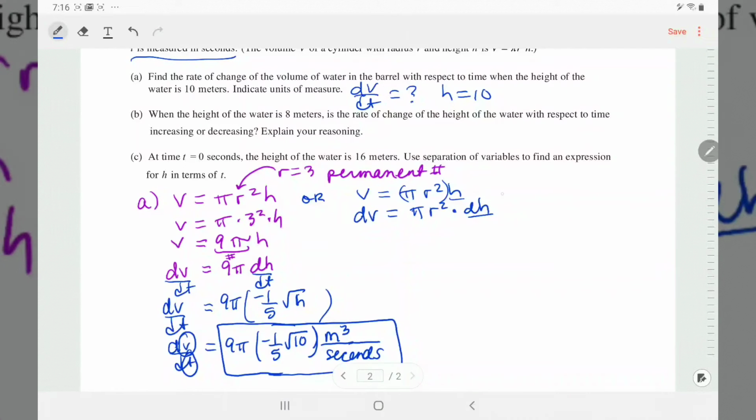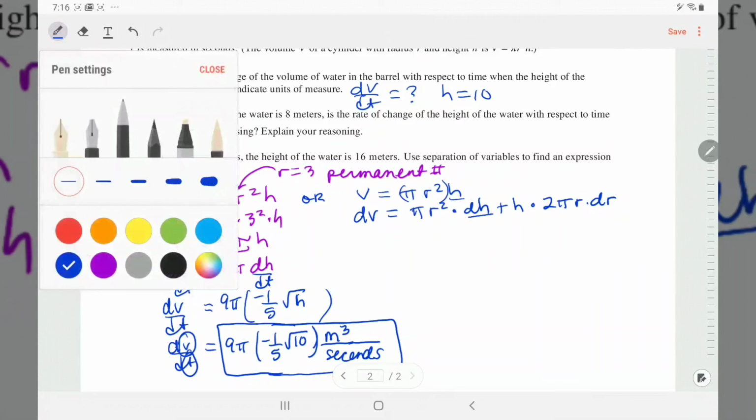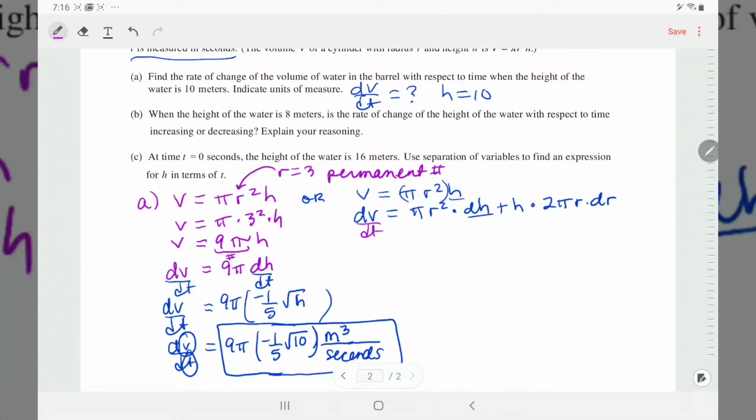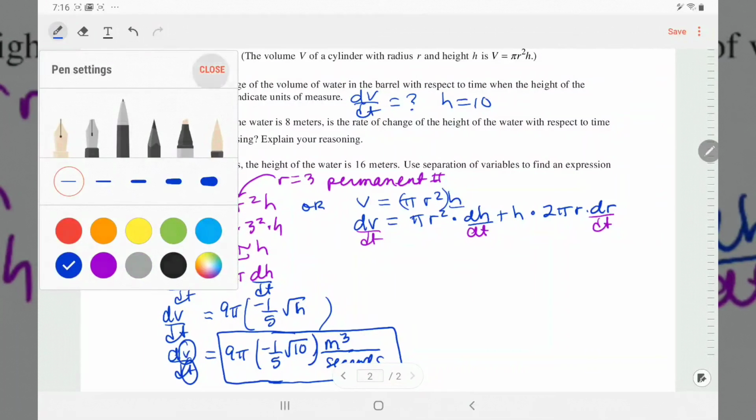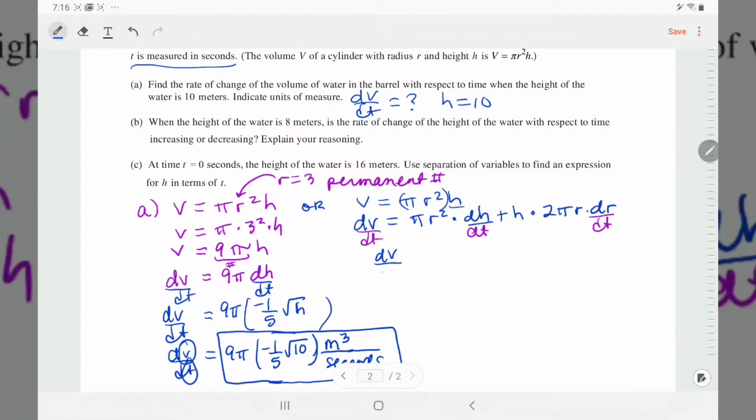Now, if I decided to do it this way, and sometimes you have to, if r is not a permanent number, then you do pi times 3 squared times negative 1/5 radical h, plus h, which is 10, times r, which is 3, and then you'd usually be stuck here. But since r is not changing, this is 0. That's also why you could substitute it into the E step in TEDS. Substitute is for temporary numbers, but E you can put permanent numbers in. So you could have put the 3 in ahead, and we would get the same thing. We would go to this, and then to that, and that would be the answer. So that's one way.